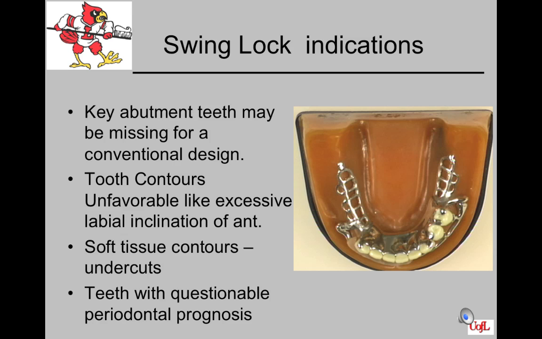The indications for the swing lock are when you have a key abutment tooth missing. An example would be like where you have a canine and you have it ending with lateral incisors, you can still use this swing lock. When the tooth contours are unfavorable, as in the case where you have severe labial inclination of those mandibular anterior teeth. Also, unfavorable soft tissue contours may exist, like undercuts.